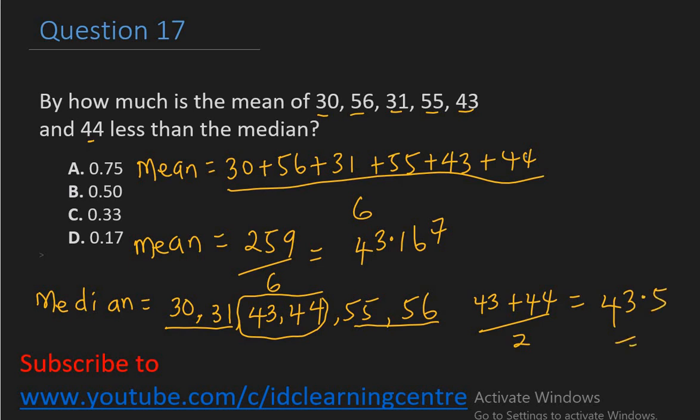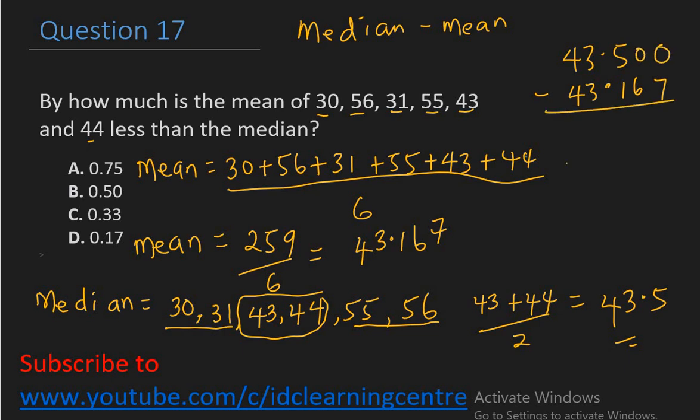The question says, by how much is the mean less than the median? So our answer will just be median minus mean. 43.5 minus 43.167. Complete this with zeros. You can solve this way or you can punch it into the calculator, but it will surely give you 0.33, which is C.